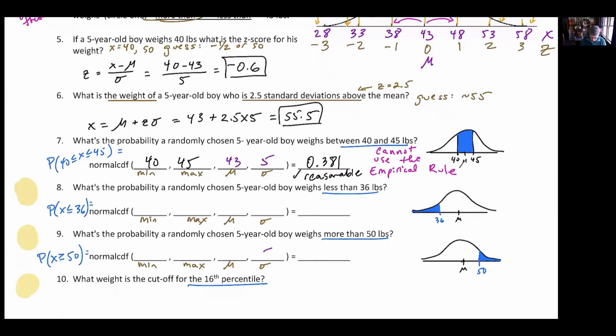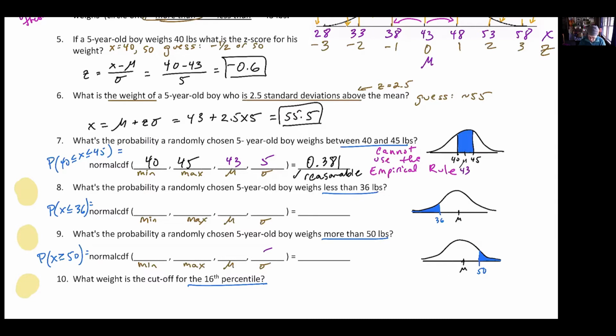For number 7, what's the probability a randomly chosen 5-year-old boy weighs between 40 and 45 pounds? You see how I've drawn this little diagram here? The mean is in the middle, and the mean, remember, is 43. And I really suggest that you do this for 2 reasons. First of all, it helps you see what's happening. It helps you gauge whether or not the answer you get seems reasonable. Also, it helps you see what values to put in your calculator. A lot of times that visual is helpful for figuring out what numbers to put in your calculator.